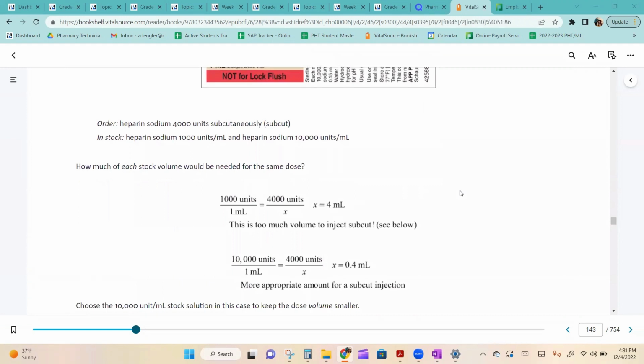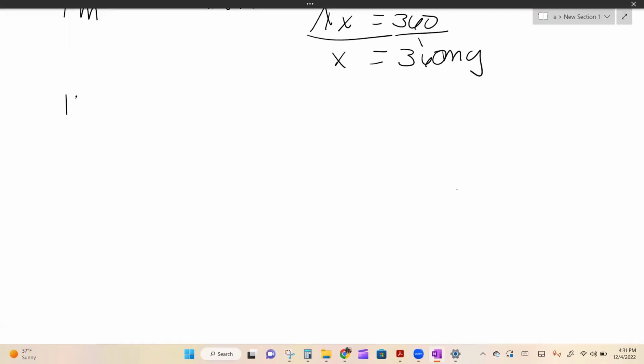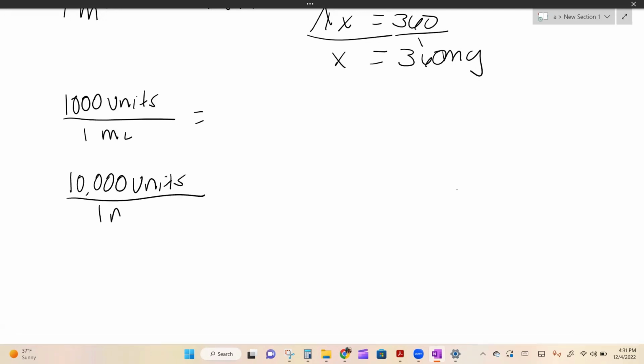Okay, so we have this order for heparin sodium, 4,000 units subcutaneously. In stock, we have heparin sodium, 1,000 units per ml and 10,000 units per ml. How many of each stock volume would we need for the dose? Okay, so we have 1,000 units per 1 ml on one of the labels, and the other one was 10,000 units per ml.